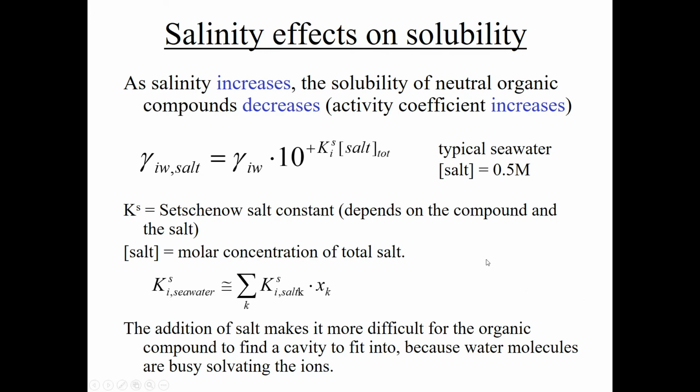Now let's talk about the effect of salinity on the solubility of a chemical. As salinity increases, the solubility of neutral organic compounds tends to decrease. Why is this? Well, you may or may not have learned in your aquatic chemistry class that ions, like for example our friend iron 2, they tend to be solvated, right? They've got water molecules surrounding them helping to dissipate that positive charge, right?